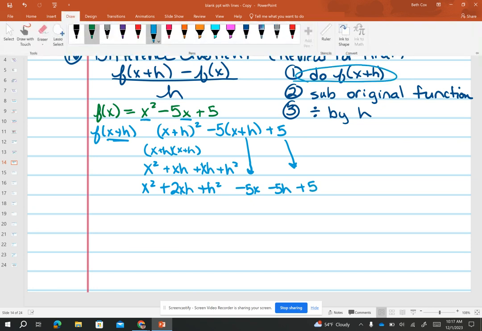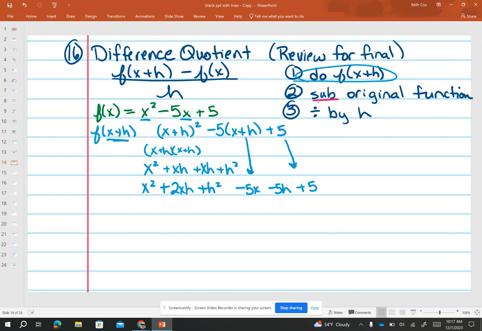Now we're going to go into step 2, which is to subtract the original function. So when I subtract the original function, it's going to be a minus x squared, a plus 5x, and a minus 5. And what's going to happen is some fun canceling. And all I'm left with is 2xh plus h squared minus 5h.